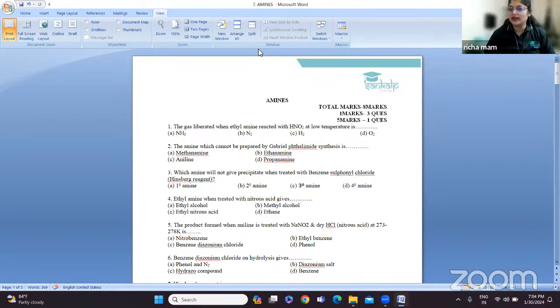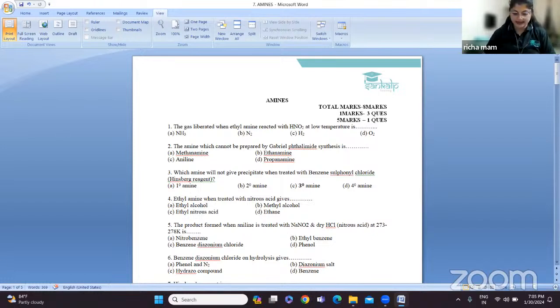So, we have completed in the previous session the chapter aldehydes, ketones and carboxylic acids. Today we are going to start with a new topic, the last topic in organic chemistry, that is amines, that is compounds containing a nitrogen atom.